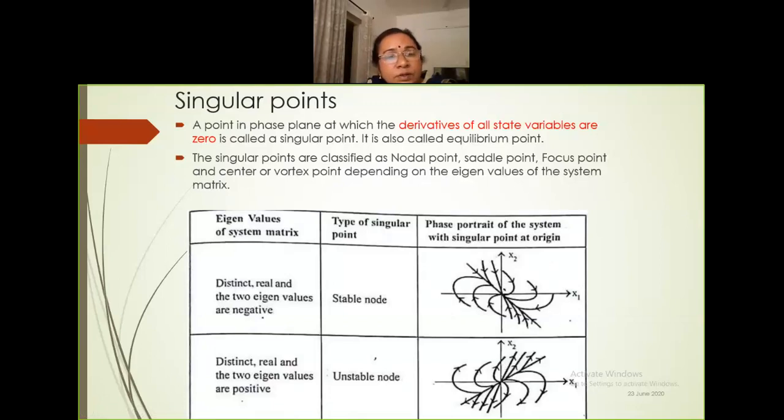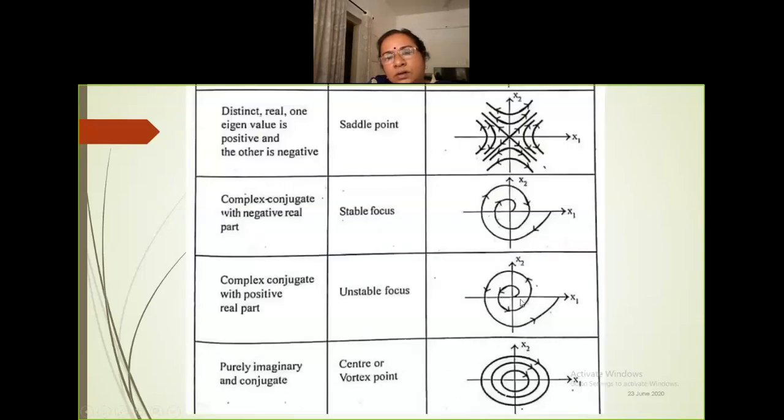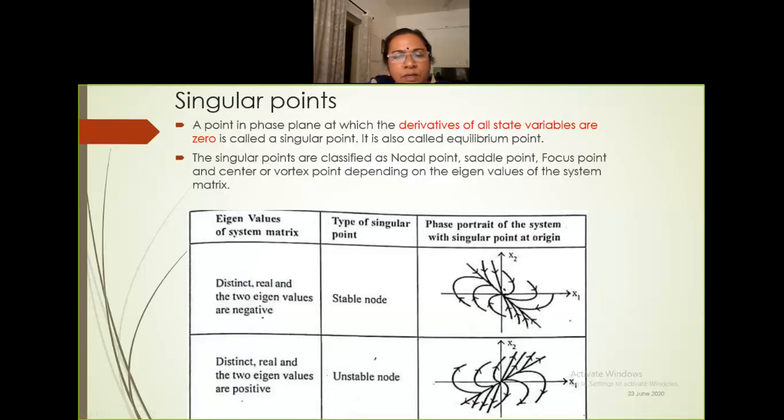When will we get a stable node? If the two roots are lying on the left hand side, you will get a stable node. The phase portrait of a stable node is this diagram, with all the arrows pointing towards the origin. When it is an unstable node, that is, if the two roots or the two eigenvalues are lying on the right hand side, then it is a positive value, and it will be an unstable condition. You draw the positive on this one, and all the arrows pointing towards infinity. In the stable node, all the arrows point towards the origin.